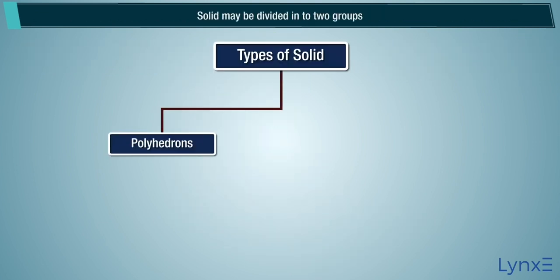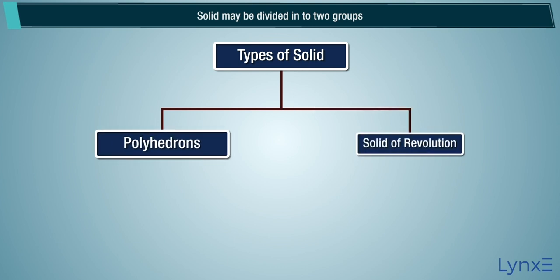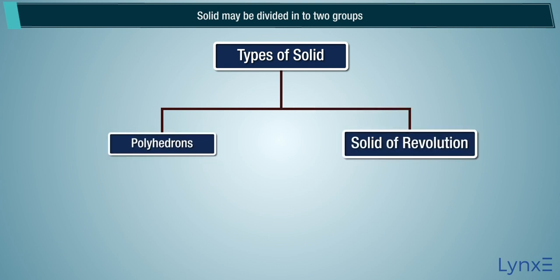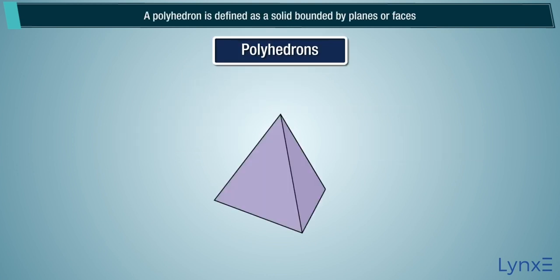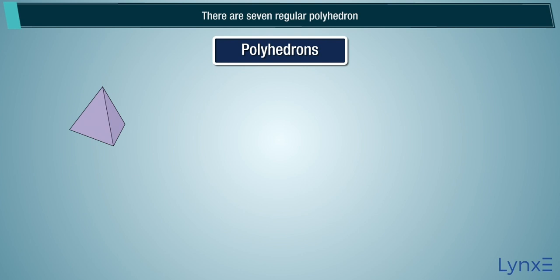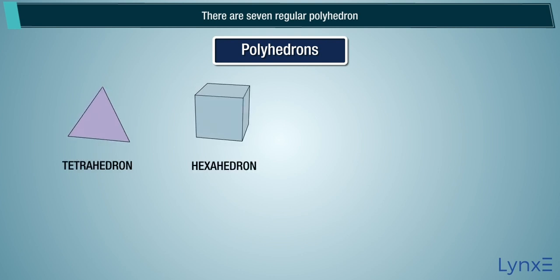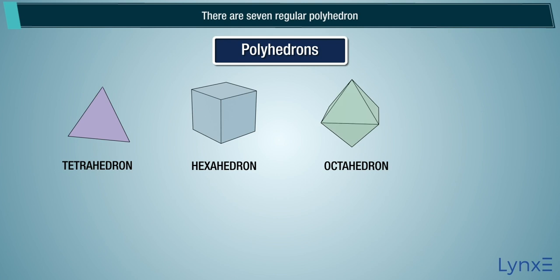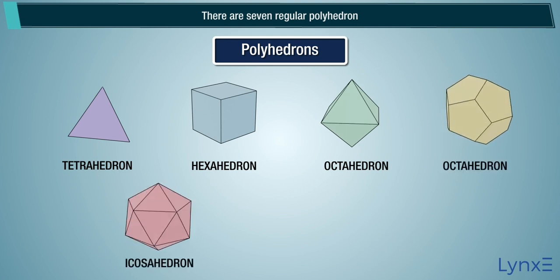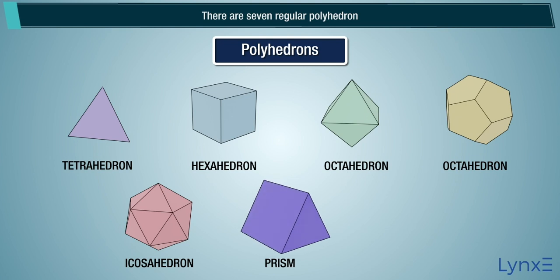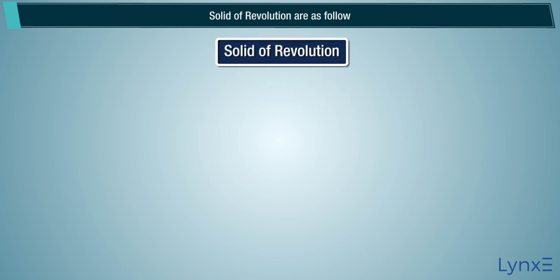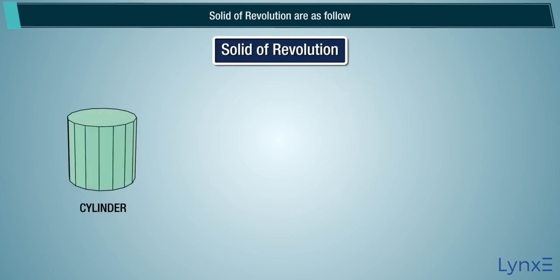Solids may be divided into two groups: polyhedrons and solids of revolution. A polyhedron is defined as a solid bounded by planes or faces. There are seven regular polyhedrons: tetrahedron, cube or hexahedron, octahedron, dodecahedron, icosahedron, prism, pyramid. Solids of revolution are as follows: cylinder, cone, sphere.